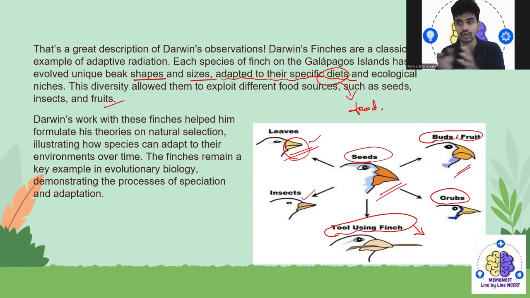It is just like the color and physique that we have. The South people have their own color pattern and metabolic condition because of the environment where they are living, and the North people have their own lifestyle pattern because of their environment. In the same way, the finches also showed different beak patterns based on habitat and food habits. Darwin's work with these finches helped him formulate his theory of natural selection, illustrating how species can adapt to the environment over time. The finches remain a key example in evolutionary biology, demonstrating the process of speciation and adaptation.